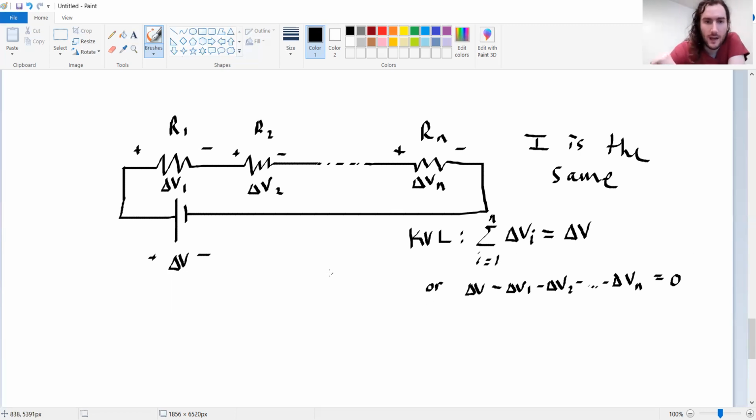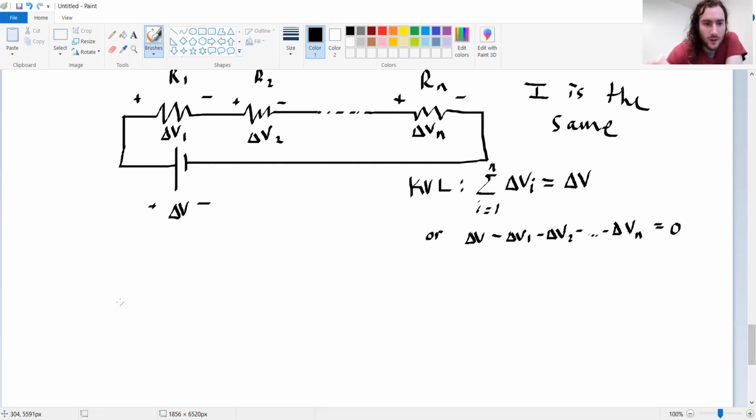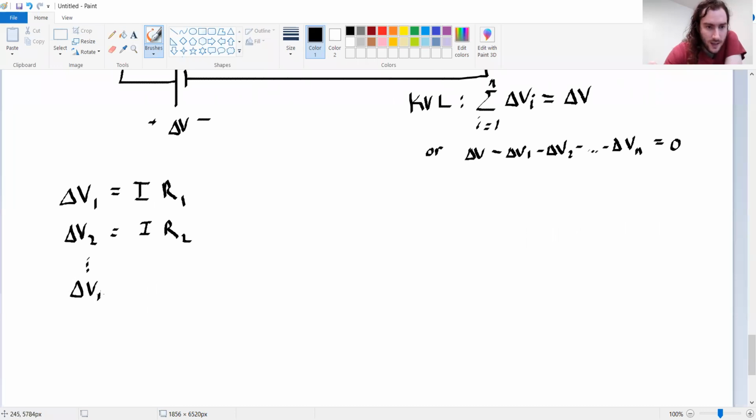With that in mind, now we can write down Ohm's law again, except we have to be careful. So delta V1 is equal to I1 times R1. But I is the same this time, so let's ditch the subscript on I. And then, of course, delta V2 is I times R2, dot, dot, dot, all the way down to delta Vn is equal to I times R sub n.